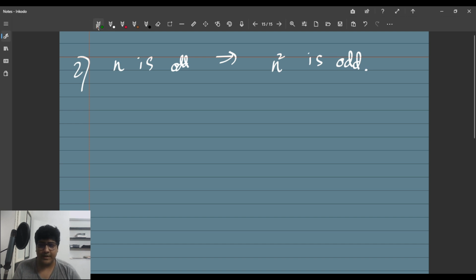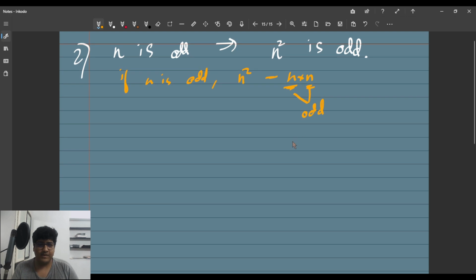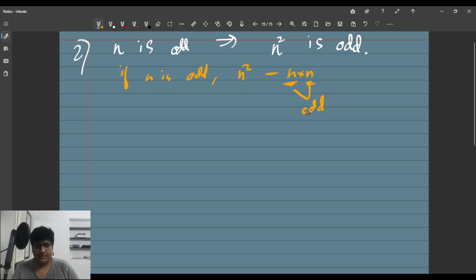So one way of proving it would be in writing, right? If n is odd, then n square would be n times n, which is odd times odd, which is an odd number, because any odd times odd will be an odd number. So n square is odd, but this is not a very rigorous way, right? But this gives an intuition whether the statement is true or not. It seems like it is true. So let us prove it mathematically.